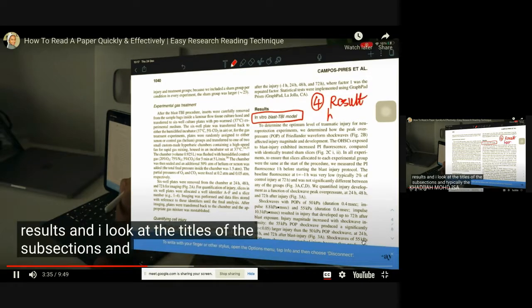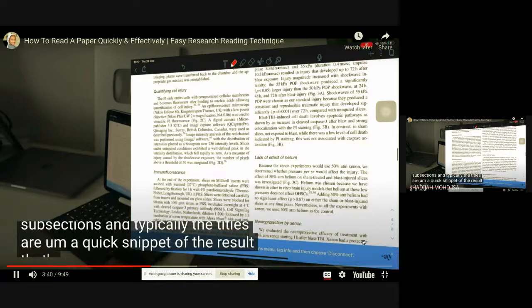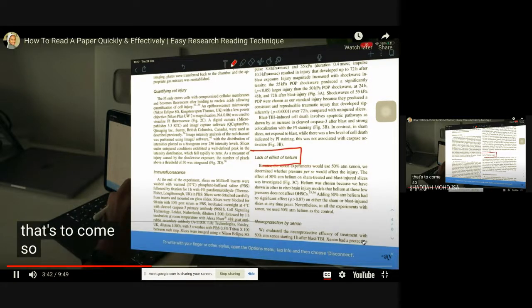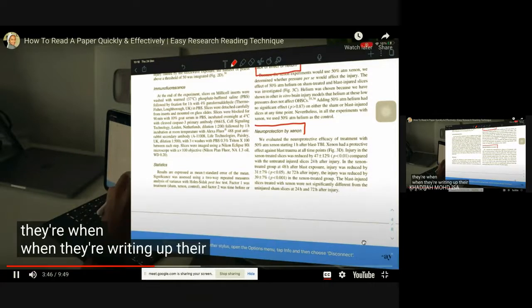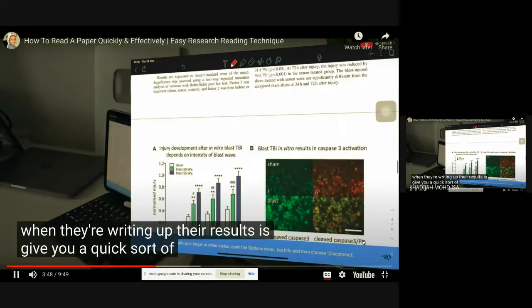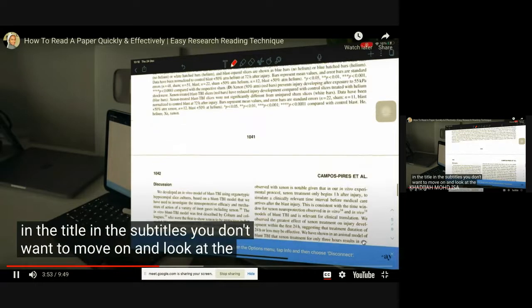And typically the titles are a quick snippet of the result that's to come. So usually what papers will do when they're writing up their results is give you a quick summary in the title, in the subtitles. You then want to move on and look at the conclusion.